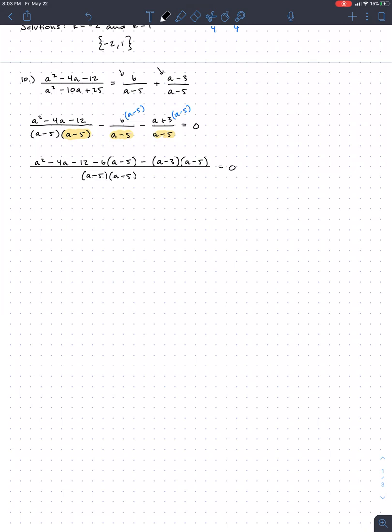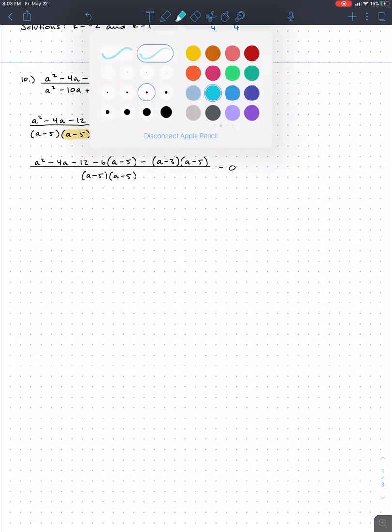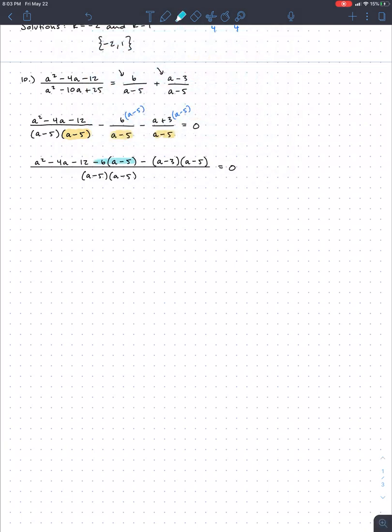So I'm going to start with this piece here, this minus 6 times a minus 5. Remember that those need to get distributed. And that leaves me with a squared minus 4a minus 12 minus 6a plus 30. Okay. And then I'm going to bring that minus that's right here down.